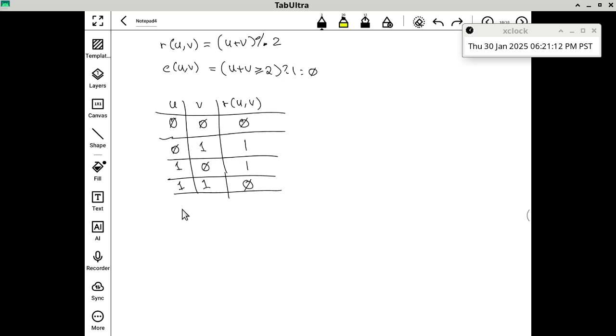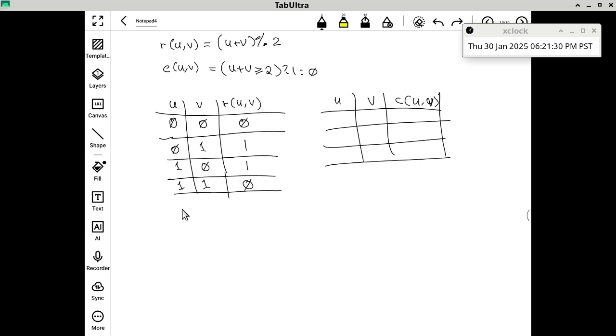So we almost got the truth table of OR, but not quite. Now we look at C. C is kind of the same deal. And this is B. Okay, 0 0, 0 1, 1 0, 1 1. Can someone tell me what is C of 0 0? C of 0 1, C of 1 0, C of 1 1?